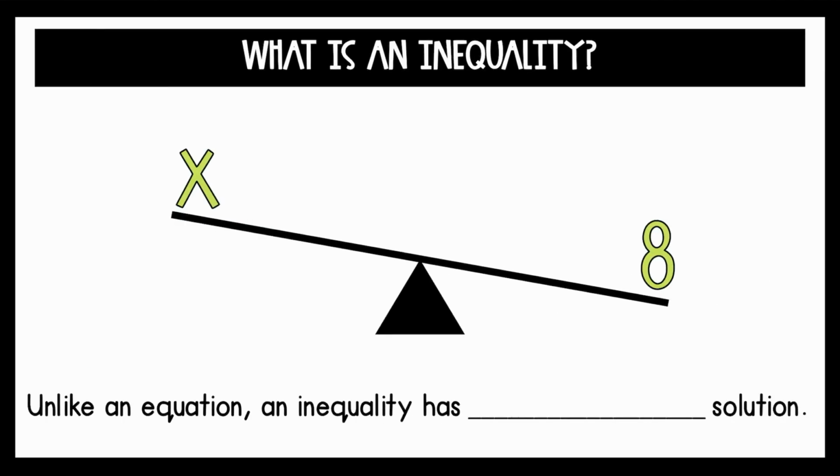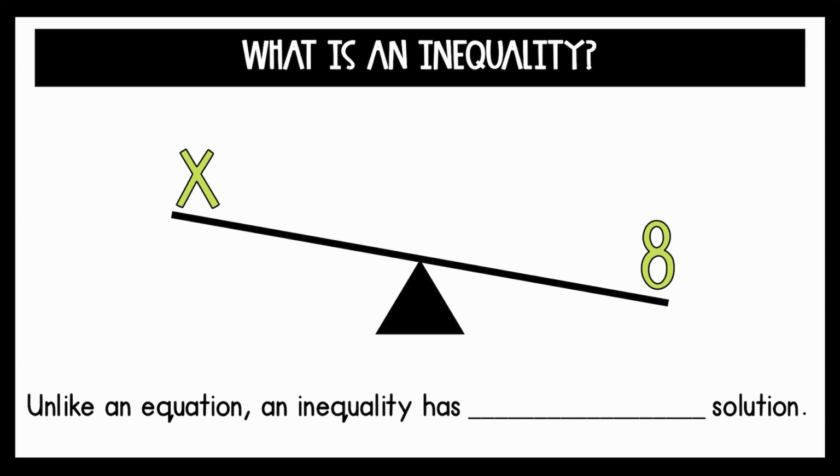So let's look at this visual picture of an inequality. When we look at an equation, this seesaw is balanced, which means that the weight on either side of the seesaw is equal. Well, in an inequality, we are looking at something that is not equal. In this image, we can see that the 8 is lower to the ground and the x is higher. And just like a seesaw in real life, the heavier weight is going to be pulled down to the ground and the lighter side is going to go up in the air. So we can see that 8 here is going to be greater than x.